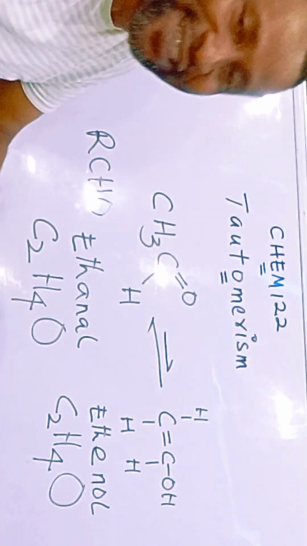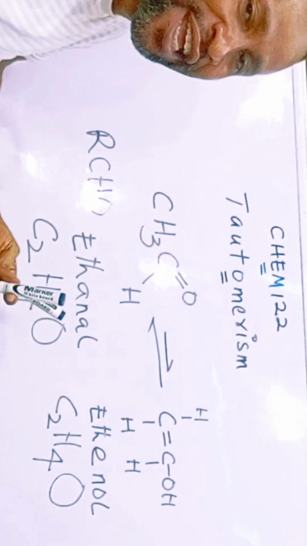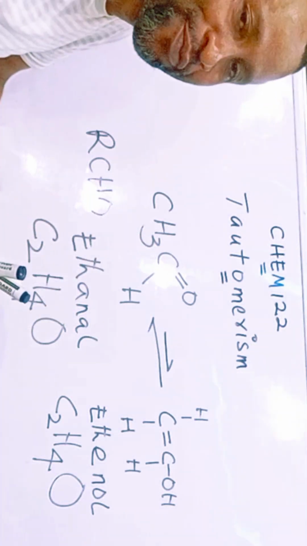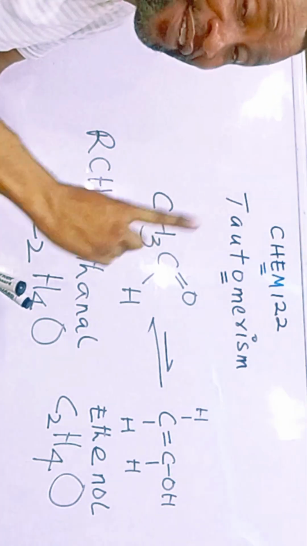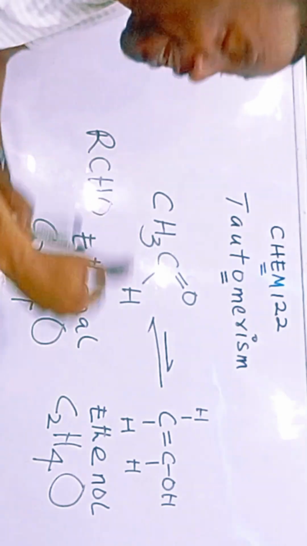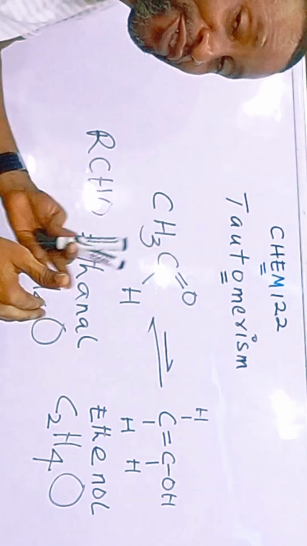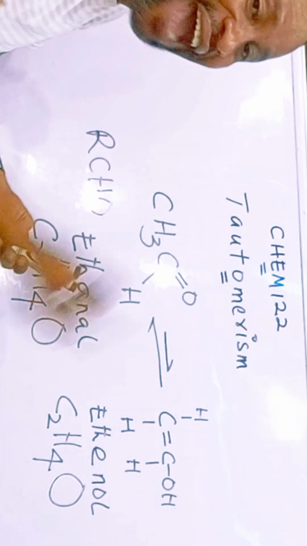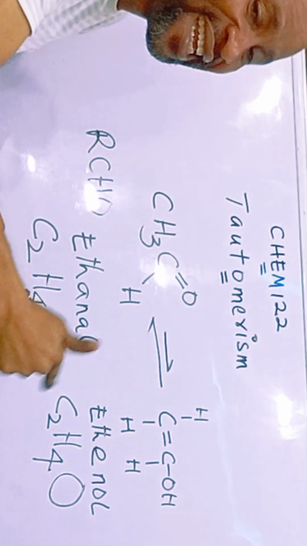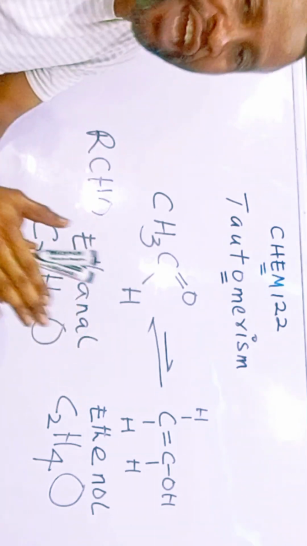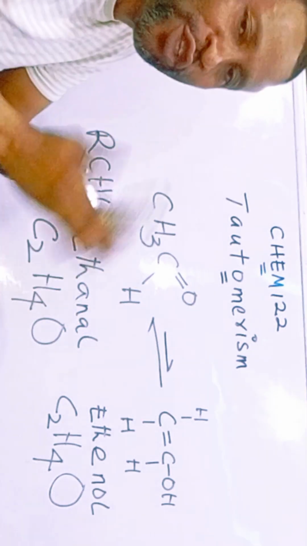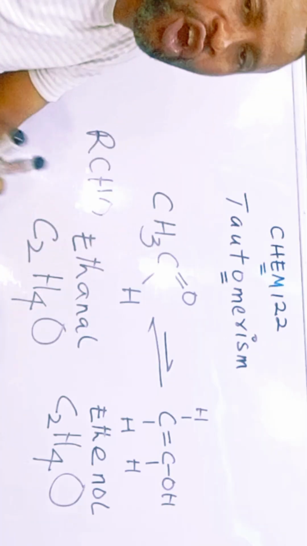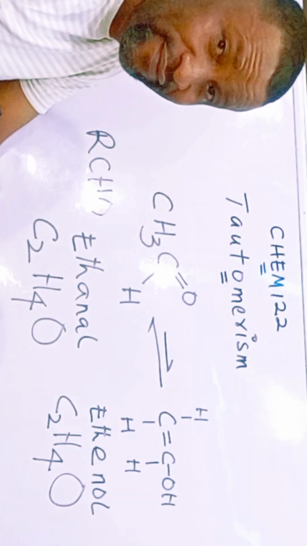So what is tautomerism? A situation where two organic compounds, or two forms of the same organic compound, existing in different forms with the same molecular formula and different structures, where the structures differ only in their functional group, and at the same time they are existing in dynamic equilibrium with each other. So tautomerism occurs when two functional group isomers exist in dynamic equilibrium with each other. Did you understand?